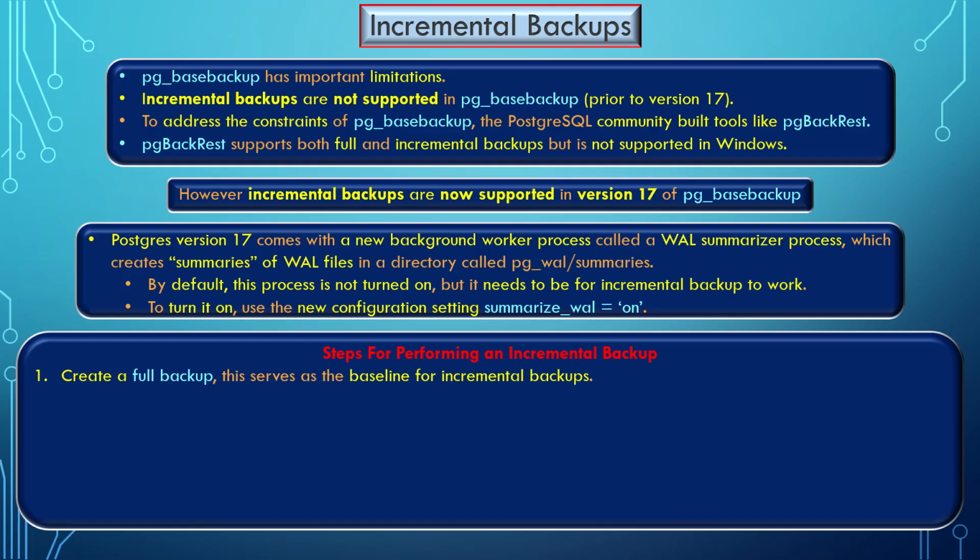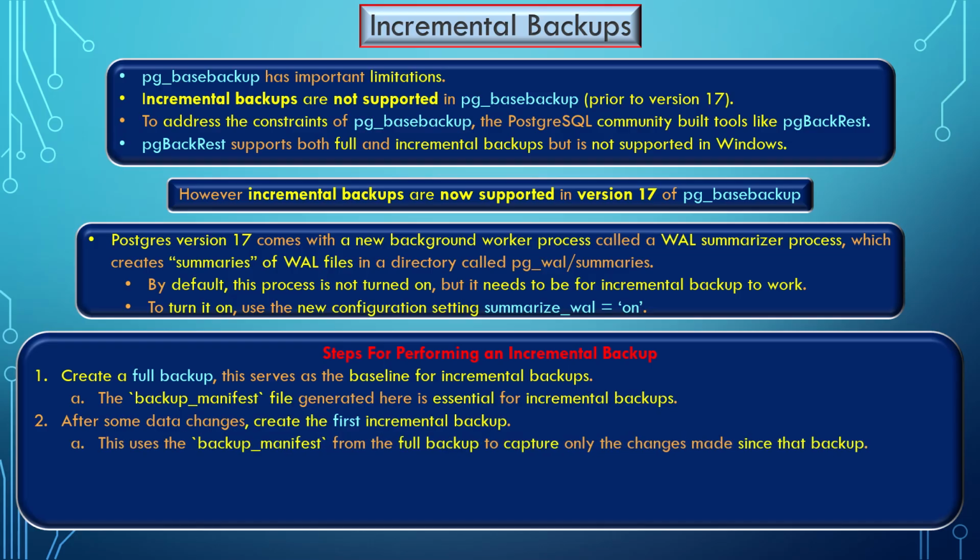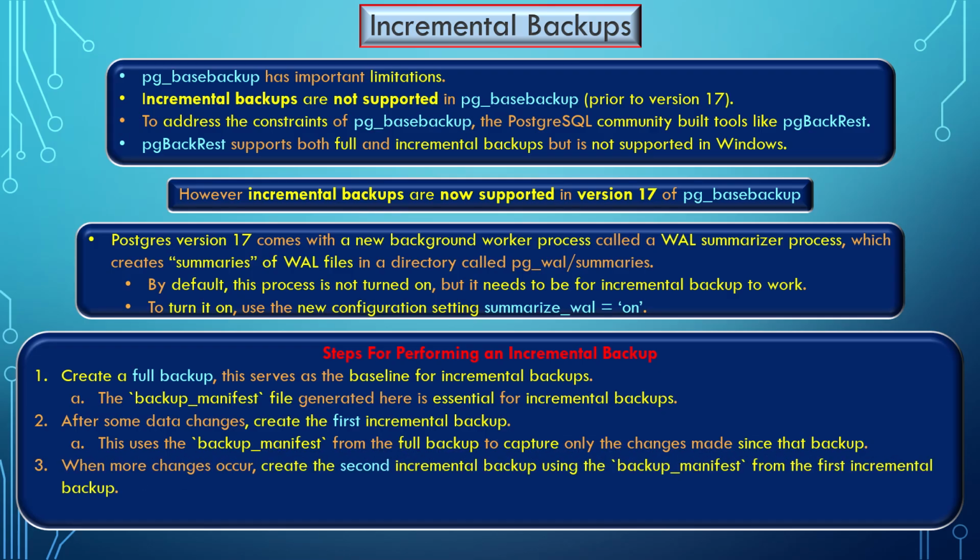To create an incremental backup, first create a full backup. This serves as the baseline for incremental backups. The backup_manifest file generated here is essential for incremental backups. After some data changes occur, create the first incremental backup. This uses the backup_manifest file from the full backup to capture only the changes made since that backup. When more changes occur, create the second incremental backup using the backup_manifest file from the first incremental backup. This same process is used for third, fourth, and all other incremental backups.